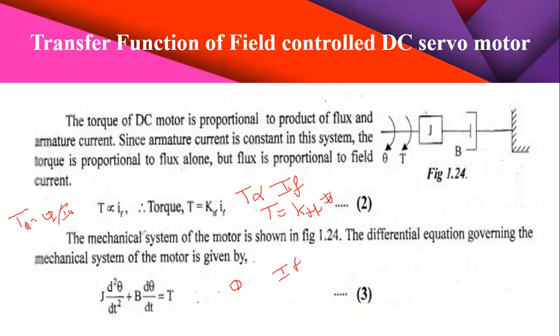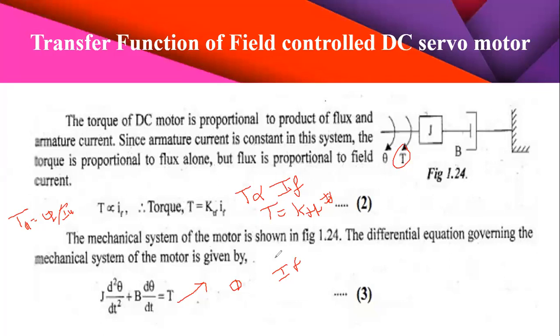Now the mechanical system of the rotor is shown in the figure. The differential equation governing the mechanical system: here T is an input. T equals J into d square theta by dt square plus B into d theta by dt. So this is equation 3. Now by using these three equations, we are going to find the transfer function.